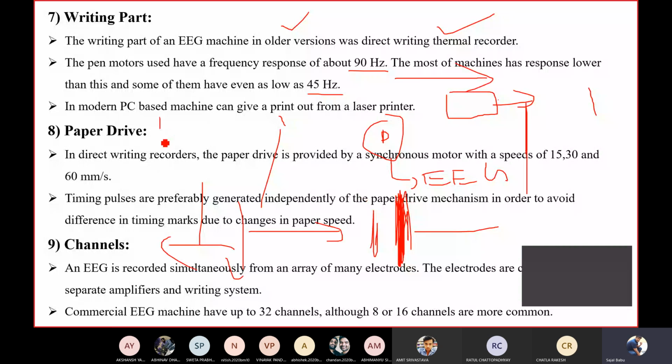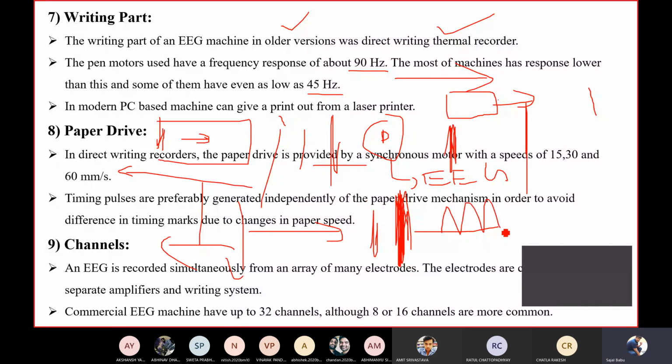First, let me consider this is my paper. Initially my pen is here, my paper here. The pen will plot like this, then the paper will move backward in this direction, and the pen will move again. The paper will move continuously at a constant speed, and the pen will move up and down, up and down. Then you are going to get a continuous plot like this.